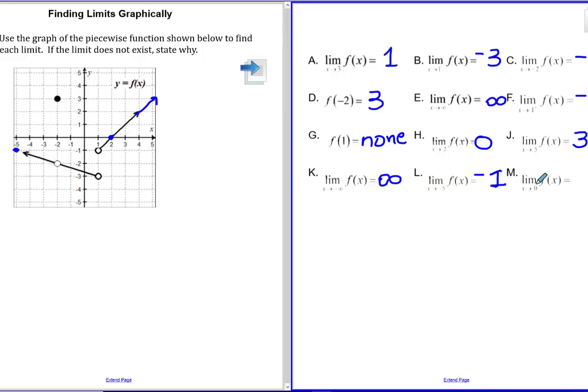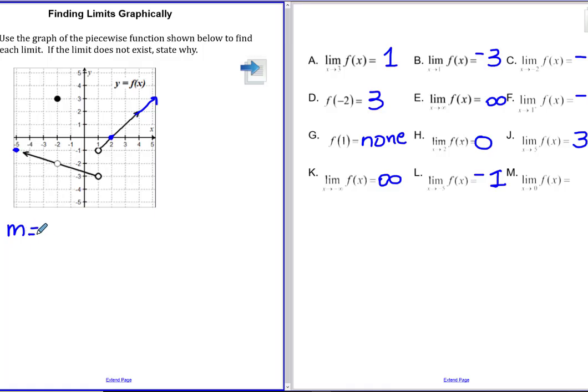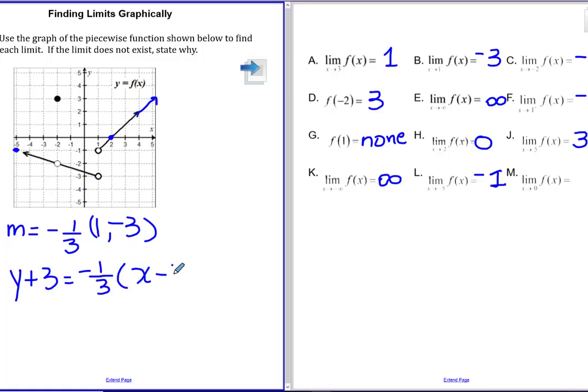And then as you approach 0, how could we find that? We're going to have to find the slope. The slope of this line is -1/3. And if we use the point (1, -3), we can write the equation of the line: y plus 3 equals -1/3 times (x minus 1).